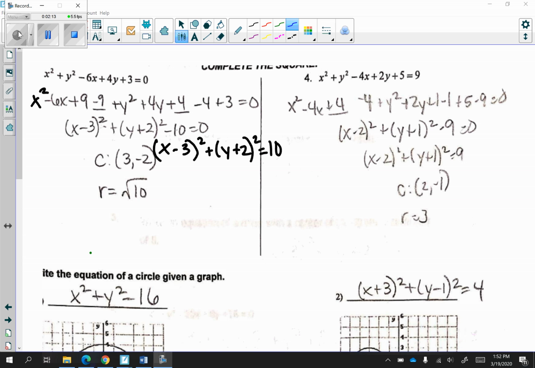On the next page, we have 2 examples of completing the square. Again, what I like to do is move all the x's together, move all of the y's together, leave a blank. 6 divided by 2 is 3. 3 squared is 9. Same goes with the coefficient in front of the y. 4 divided by 2 is 2. 2 squared is 4. Add up all my constants together, I get the minus 10. So x minus 3 squared plus y plus 2 squared is equal to 10. Remember to get the opposite signs for the center, 3, -2, and my radius is radical 10.